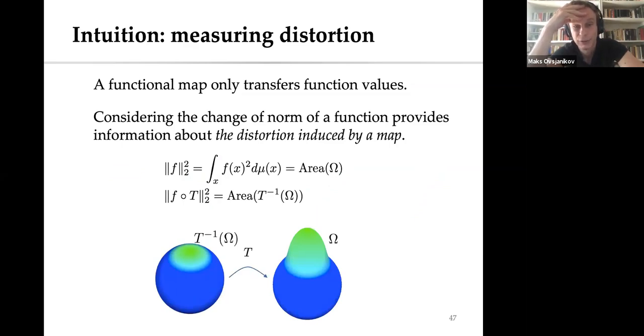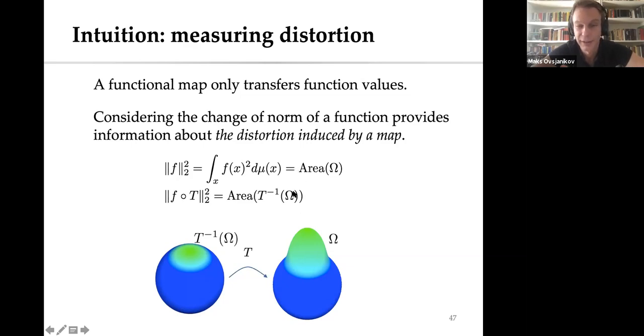And before defining it formally, I wanted to give some intuition. So the first point is that when I have a pair of shapes like these two, a functional map, so basically a correspondence, only allows you to transfer function values. So it doesn't tell you anything about how things change, right? If you think about, for example, a binary correspondence matrix, it doesn't provide any information about any kind of distortion, right? But if you impose some additional structure, so if you say, okay, for every function, I can also measure its norm, for example, the L2 norm, then the L2 norm of the indicator function is just the area of that region.